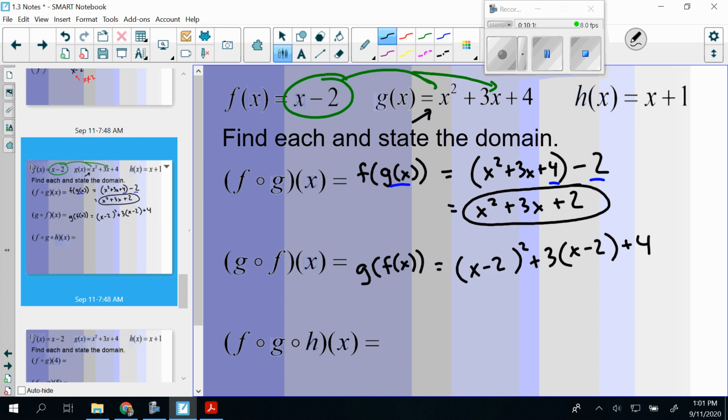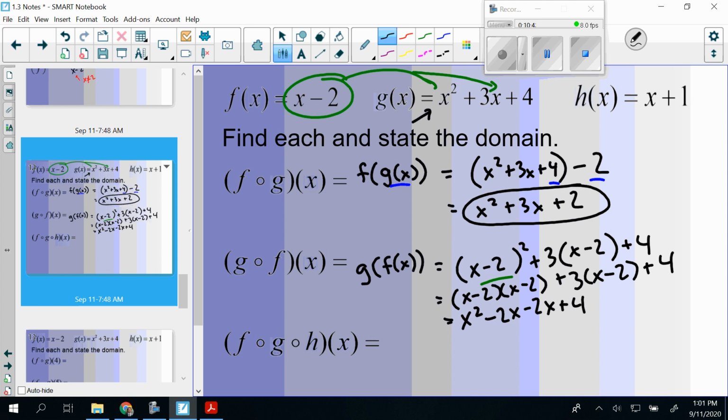Okay, how do we simplify that one? Well, there's some distributing here. We have a term squared, so we're going to need to multiply two of those together there. And then do a bunch of distributing. So let's figure out what we get there. So we're going to do FOIL on that. x times x is x squared minus 2x minus another 2x plus 4. Here we have a 3 we're going to distribute. So plus 3x minus 6. And then we get that plus 4 at the end.